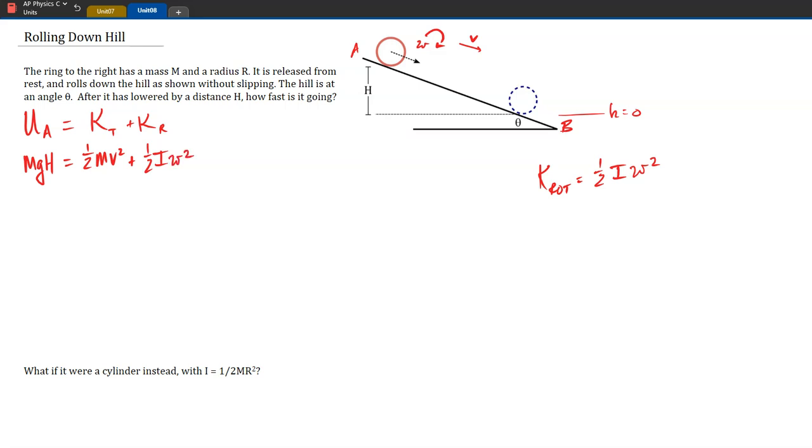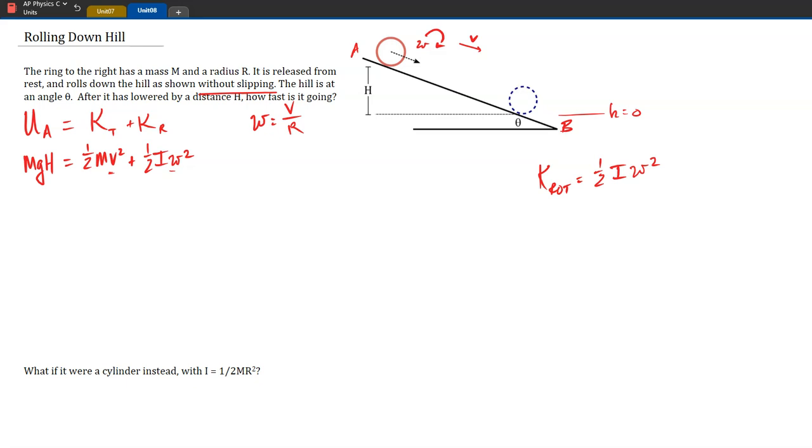Now at this point, if we want to figure out how fast it's going, we have two unknowns. We don't know the velocity of our object, and we don't know the angular velocity of our object. But we do know, as long as it's not slipping, and it does say in the problem without slipping, that there is a relation between the angular velocity and the translational velocity: the angular velocity is equal to the translational velocity divided by the radius of the thing that's rotating.